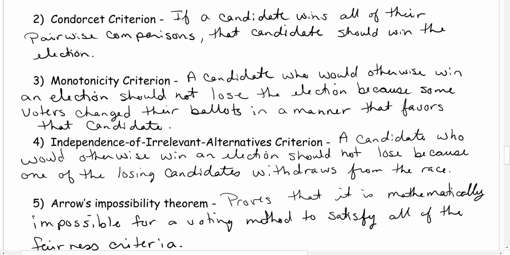Next we have the monotonicity criterion. And this is if a candidate who would otherwise win an election, they should not lose the election because some voters change their ballots in a manner that favors that candidate. So let's say candidate B wins the original election. If some voters move candidate B up on their ballot, so they prefer them more now, that should not cause candidate B to then lose the election. That's what the monotonicity criterion is.